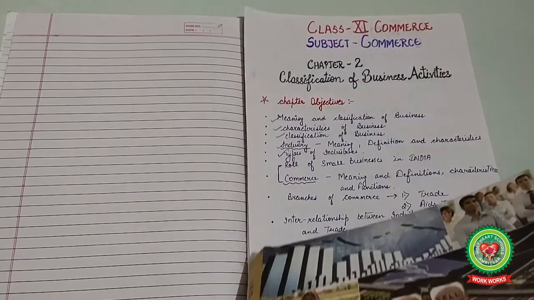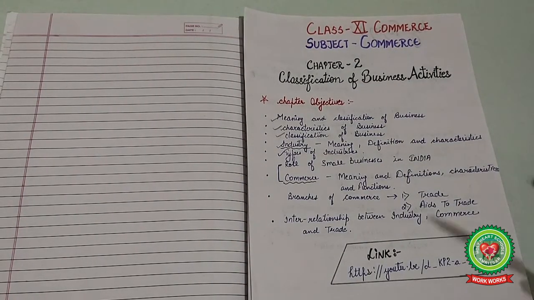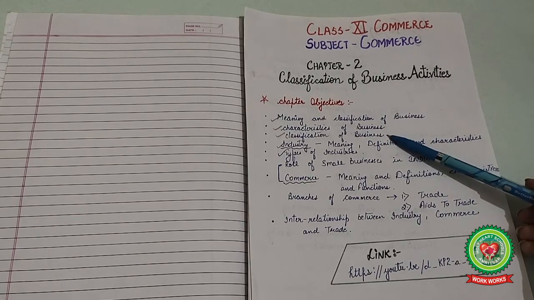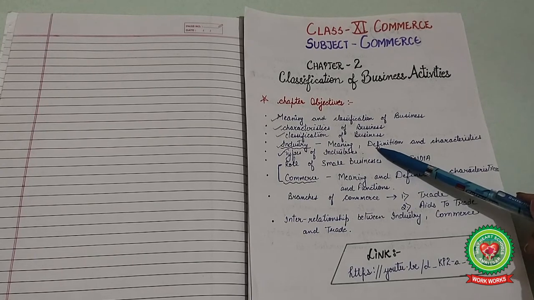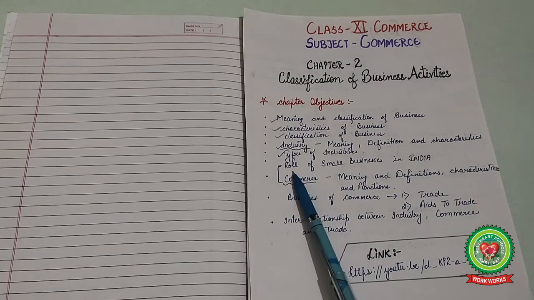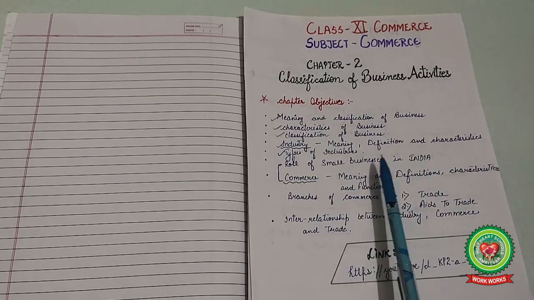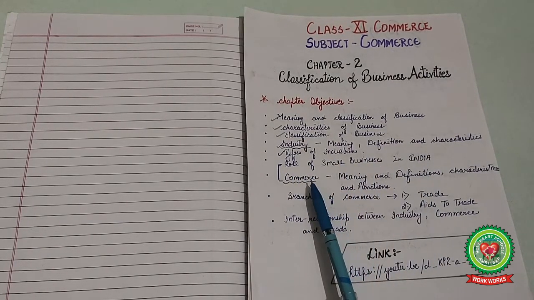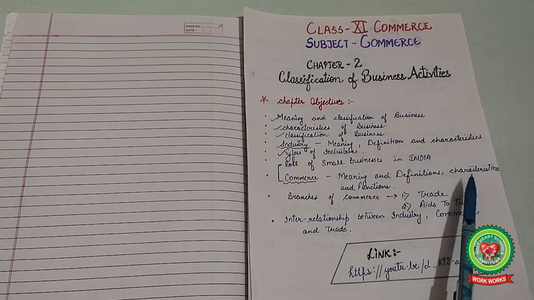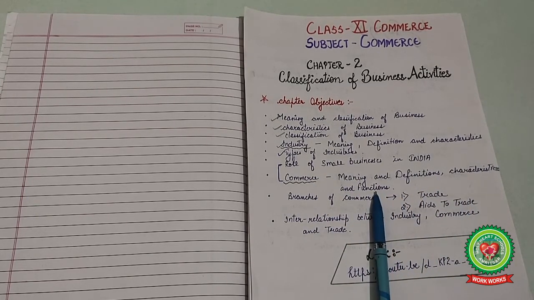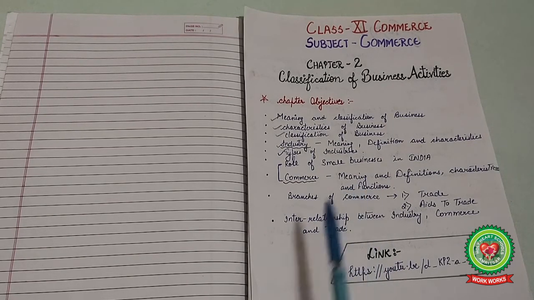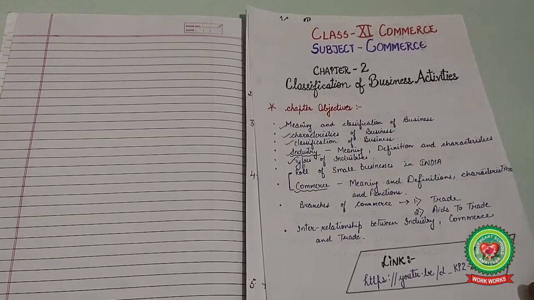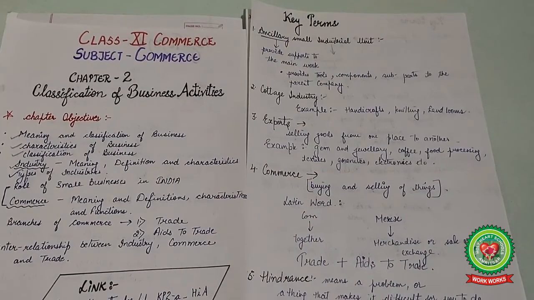So yesterday we had completed our next two topics, that is the classification of business and then the meaning of the industry and the types of industries that prevail in society. So today we will discuss the role of small business in India and the meaning of commerce, its characteristics and the features that are included in business activities. Before that, we will discuss some key terms that we learned today.